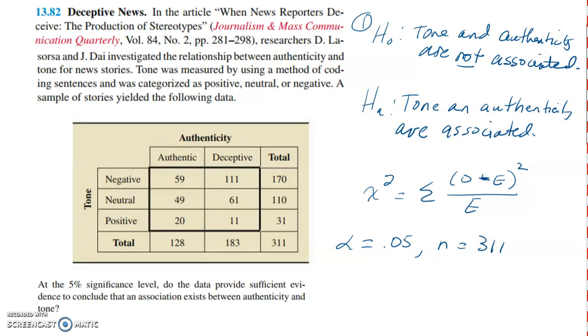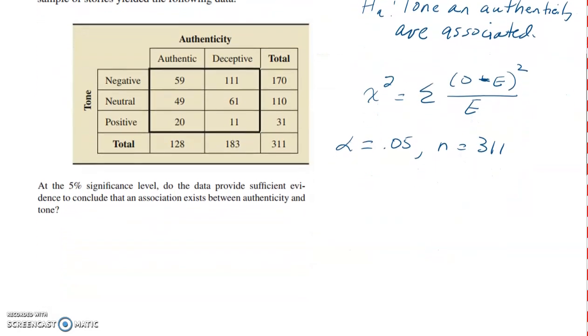We know our observed values. That's the 59, the 111, the 49, the 61, the 20, the 11, everything in this bold box. We're going to use our marginal values and our total to come up with the expected values. I'm going to move this down a little bit.